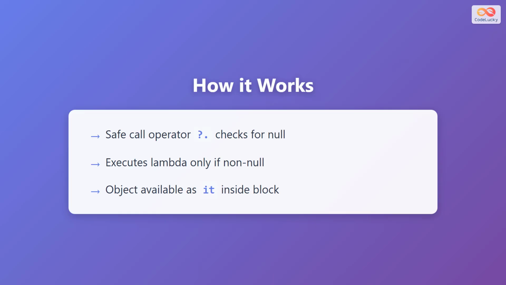Understanding how let works is straightforward. First, the safe call operator ? checks whether the object is null. If the object is null, the entire let block is skipped. If the object is not null, the lambda expression inside let executes. Inside the lambda, the non-null object is automatically available as the parameter it, which you can use to access properties and call methods safely.